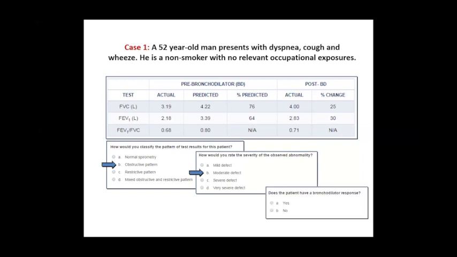60 and 69%. If we go further, we will check, does the patient have a bronchodilator response? We will look at the post bronchodilator FEV1 and or FVC. We should find a percentage change of at least 12%, with an absolute change of 200 mL. So for this subject, he has a percentage change of more than 12%, and the absolute change is 3.19 minus 4. It should be more than 200 mL. So yes, this patient has a bronchodilator response.